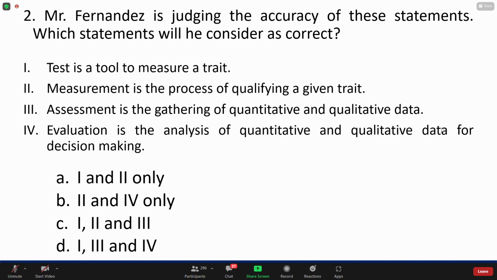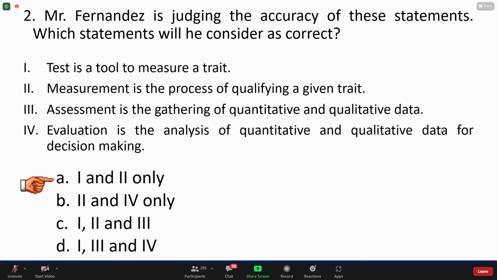So my answer is letter D, 1, 3 and 4. Bakit po? Kasi parang yung, di ba yung, sa measure, pag nag-measure na, yung measurement, yung process ng qualifying a given trait sa measurement, parang hindi na po siya kasama din sa answer. Wala, yun lang yung ano ko, sir.